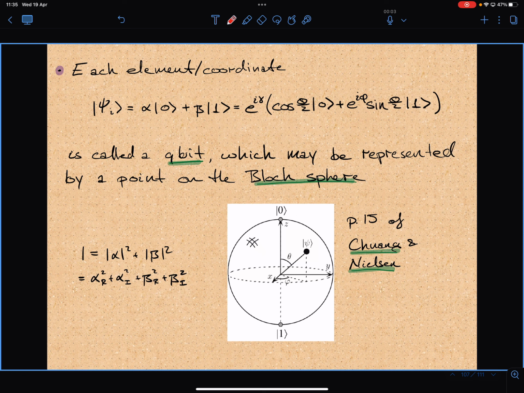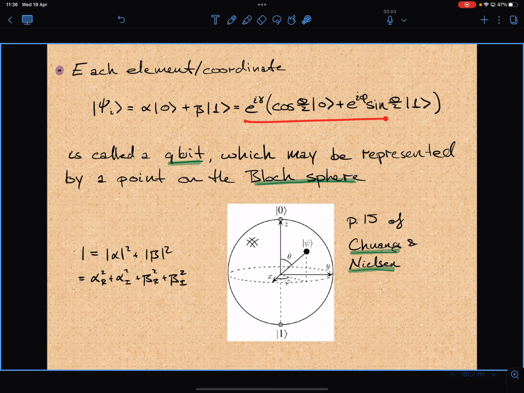And here, each element or coordinate in this tensor product is called a qubit, and it's represented by a point on the Bloch sphere. So again, this is going to be one specific coordinate of our Hilbert space, and we have the condition that the norm has to equal 1. That means you can write it explicitly as a linear combination with some parameters theta, phi, and gamma. I feel like I need one more parameter, but I think that is it.